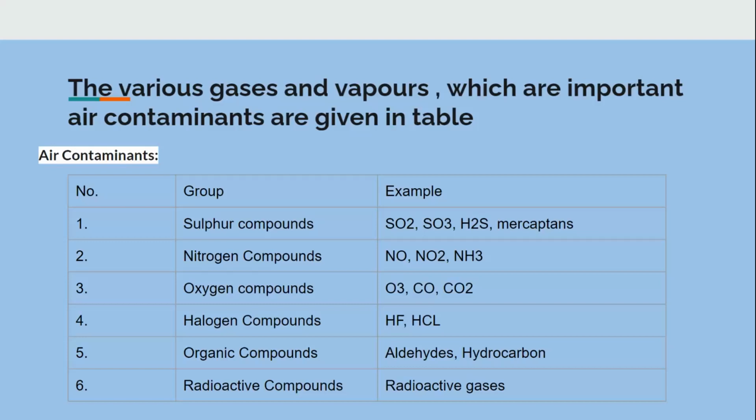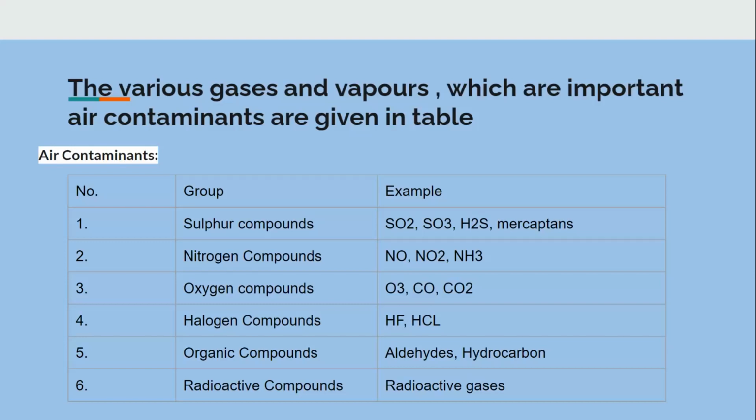Okay, second one is nitrogen compounds, that is NO2 and NH3. Okay, nitrogen compounds. Then oxygen compounds O3, CO, CO2. Okay, O3 means ozone, carbon monoxide, and carbon dioxide gas. Then halogen compounds, that is HF fluorides, then HCl, hydrogen chloride gas. Okay, then organic compounds, aldehydes and hydrocarbons.